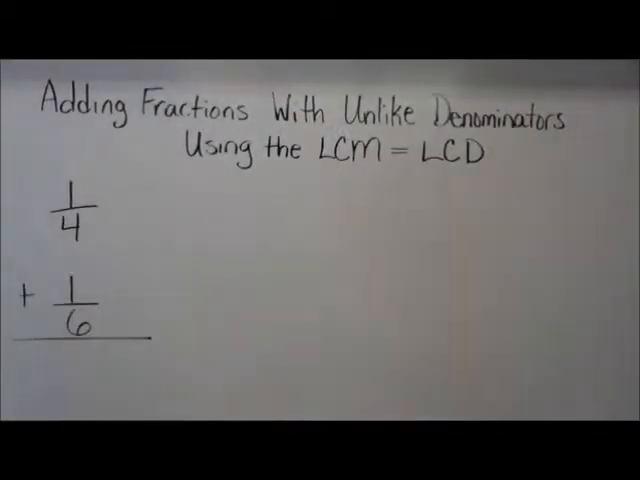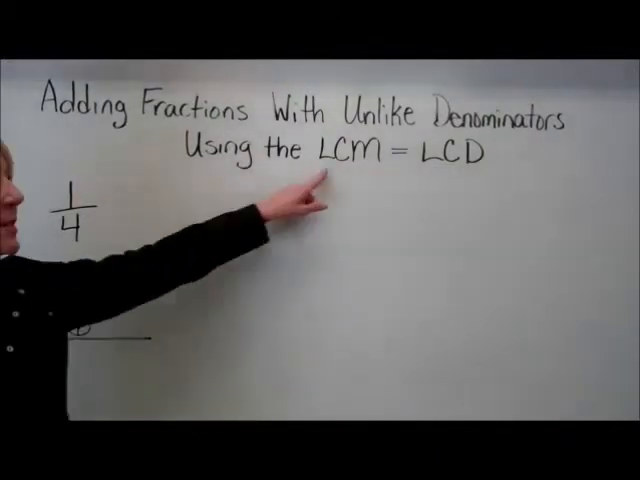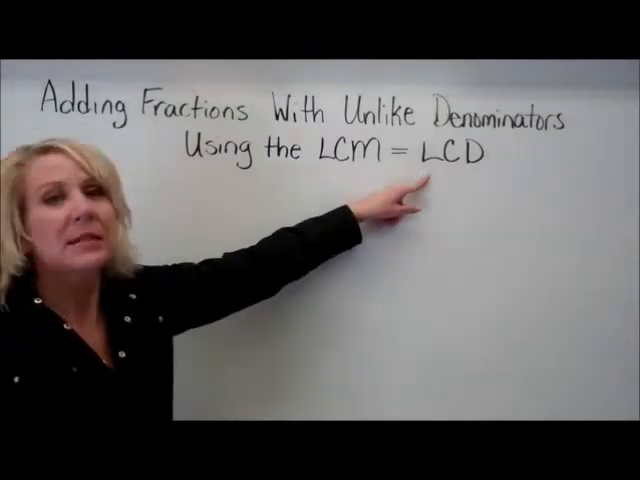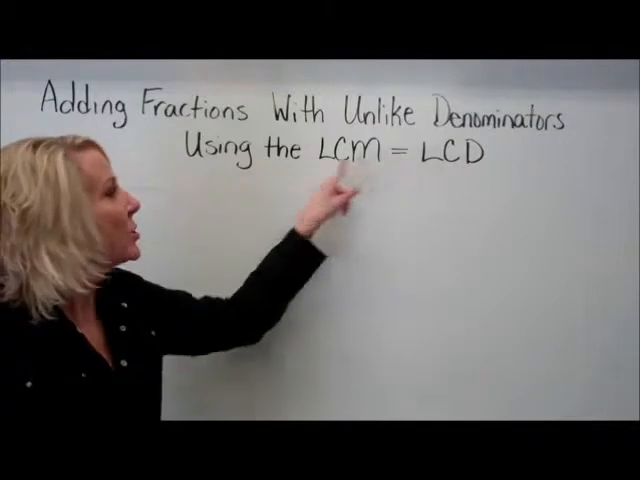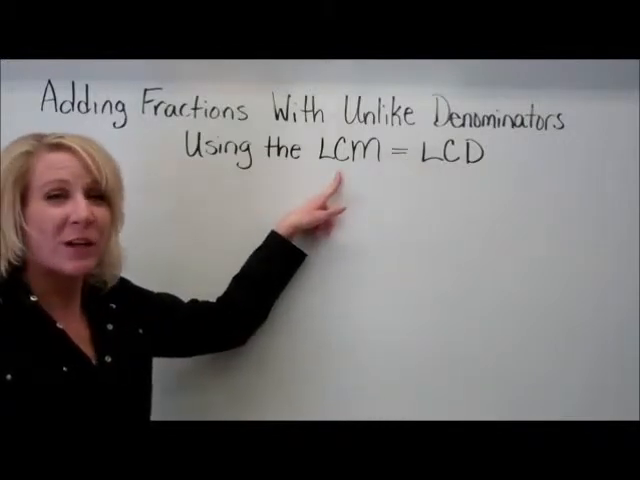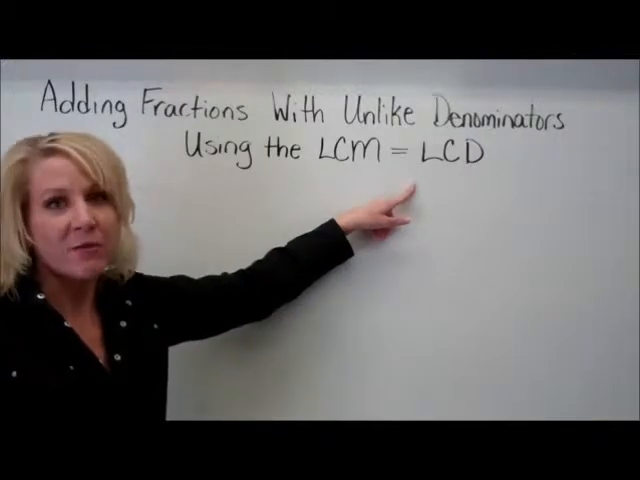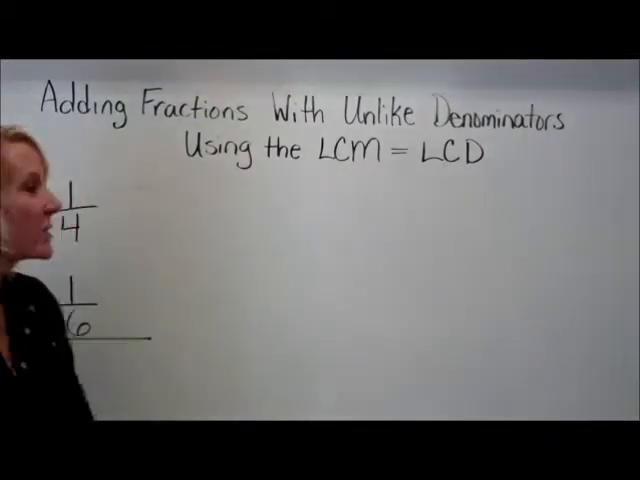Here we will learn how to add fractions with unlike denominators with a different strategy. In this strategy, what we're going to use is the least common multiple, which means the same thing as the least common denominator. Using the least common multiple, we're going to figure out what the least common denominator these two unlike fractions can share. So first, let's look at our problem.